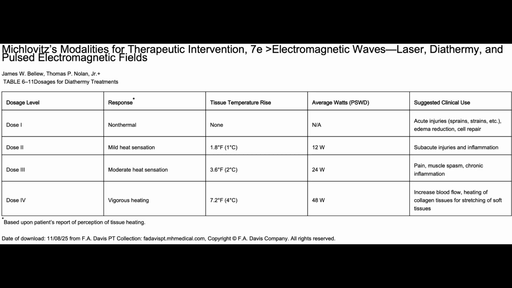Dosage level 4 is to achieve vigorous heating at 7.2 degrees Fahrenheit or 4 degrees Celsius. The average watts to achieve that is 48 watts. Dosage level 4 increases blood flow, and it uses heating of collagen to achieve soft tissue stretches.